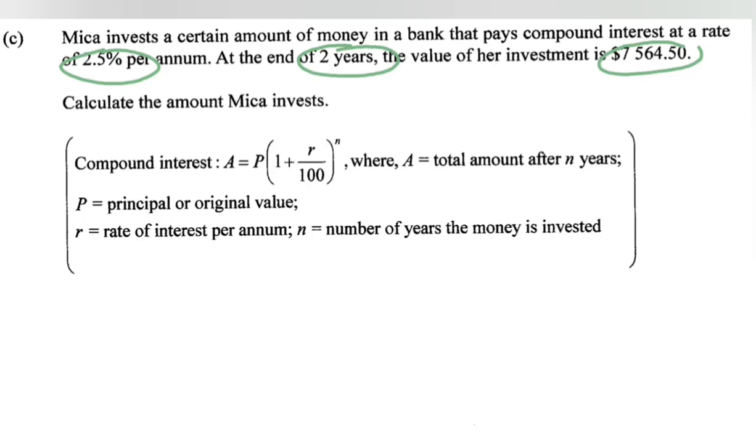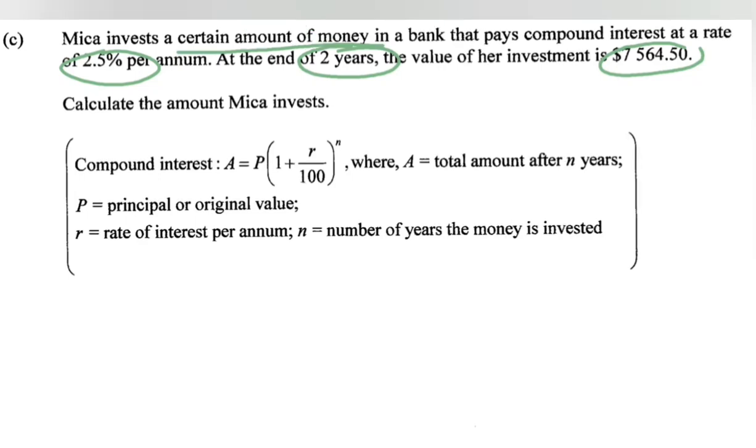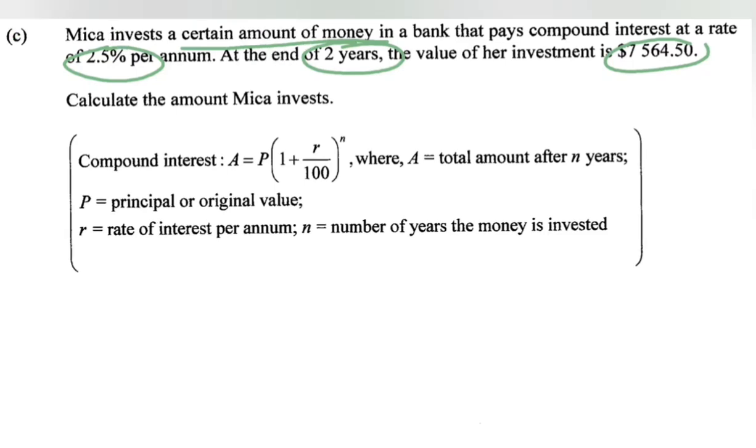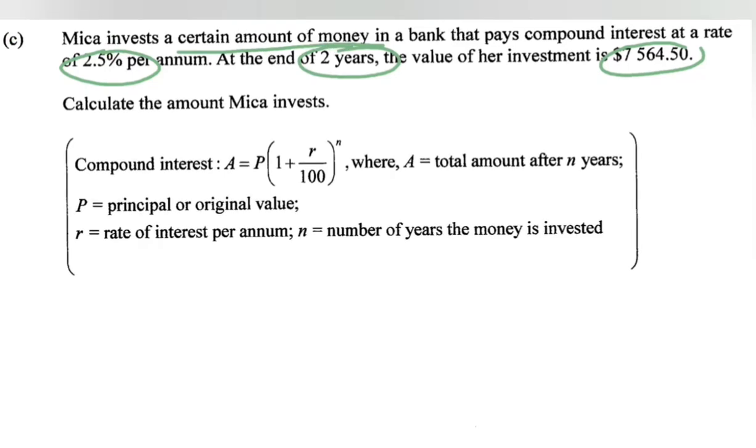So in this question, all we need to do is to substitute these values into the formula. And if you notice, it says a certain amount of money. So we don't know the amount of money that is being invested. So let's look at the compound interest. It's A is equal to P, open bracket, 1 plus R over 100, close bracket, raised to the N. So A is the amount that you get at the end. P represents the amount of money that is invested or the principal. R is the rate per annum, which is 2.5 in this case, and N is the number of years the money is invested.